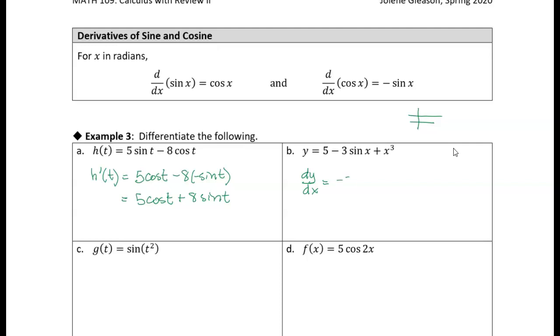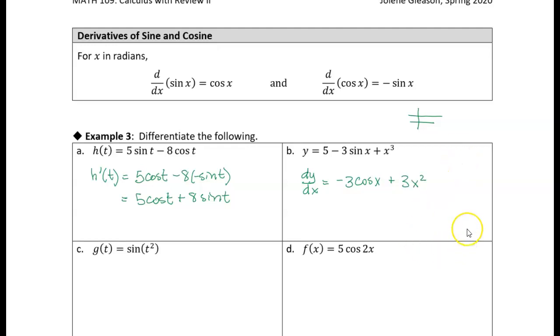And then we're going to have negative 3 times the derivative of sine, which is cosine. And now we have to use the power rule to take the derivative of x cubed. So we're going to get 3x squared.